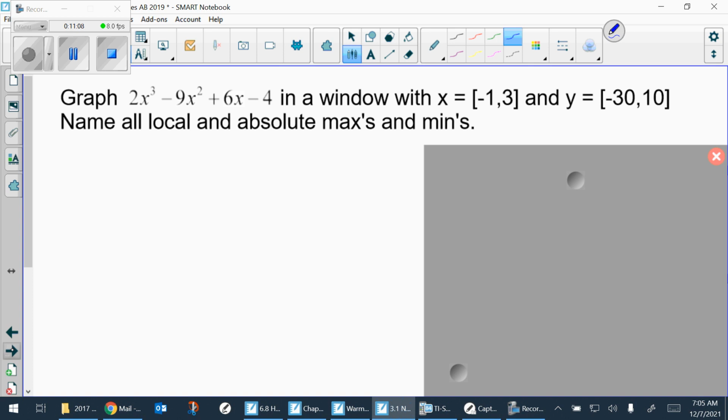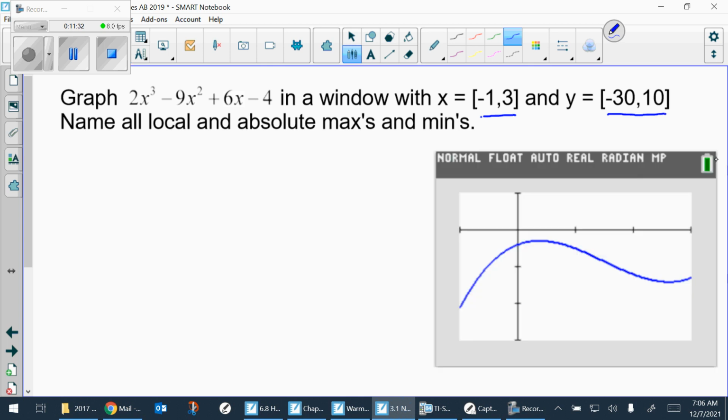Now, I want you to grab your calculator. This might be one of those places you press pause. And I want you to graph this function using this window for x's and this window for y's. And after you've done that, well then, start playing this again and we'll talk further. Your graph looks something like this. And we want to find all the local and absolute maxes and mins.